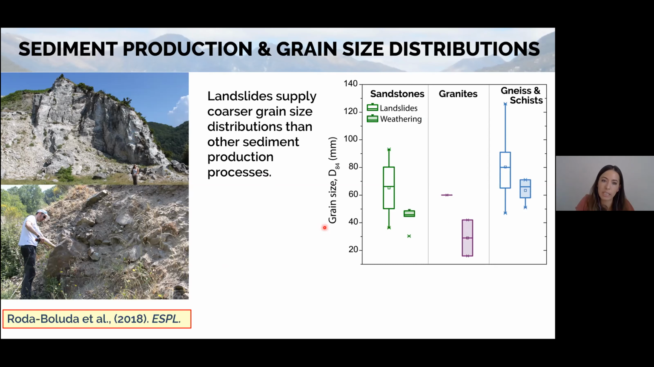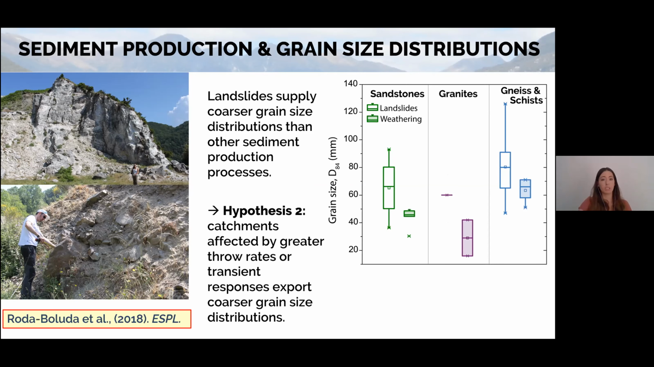What I'm showing you here is D84, the 84th percentile of these grain size distributions. Sorry, it's a box plot of the D84 values for different lithologies and for different processes for each of the lithologies. The empty boxes are landslides and the filled ones are physical weathering products. What we can see is that landslides consistently deliver coarser grain size distributions. Therefore, we can hypothesize that catchments that are affected by greater uplift rates or greater transient responses, which have greater incision and greater landsliding, should also export coarser grain size distributions.